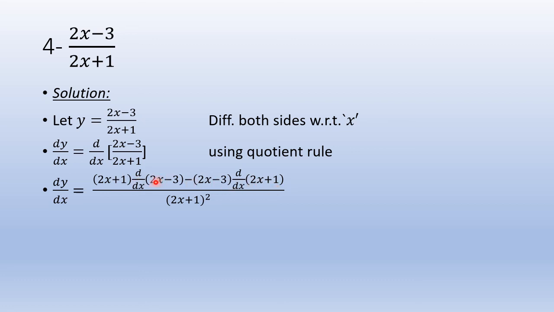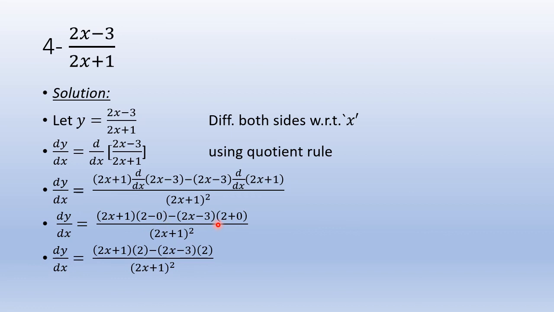And what will be the derivative of 2x minus 3? The derivative of 2x will be 2 is constant, derivative of x is 1, minus derivative of 3 becomes 0. And here 2 is constant, derivative of x is 1, and 1 is constant, so derivative of 1 will be 0. So you will get a 2 minus 0 here and a 2 plus 0 here. This remains as it is and this remains as it is. 2 minus 0 is 2 and 2 plus 0 is 2.